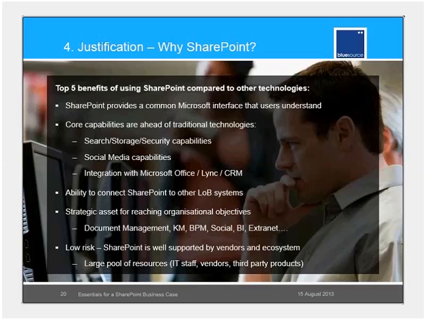And then as a strategic asset for reaching organizational objectives, so it's not a point solution for just one thing like document management. You might start with one thing, but then you've got the licenses, you've got the infrastructure in place and support in place to then grow it out to meet other strategic organisational objectives, such as knowledge management, business process improvement, social, extranets, BI, those types of things.